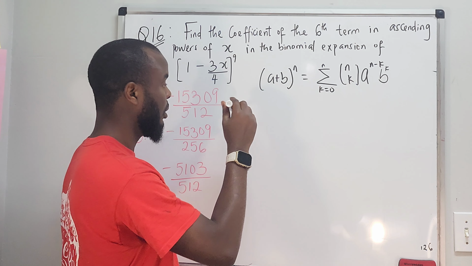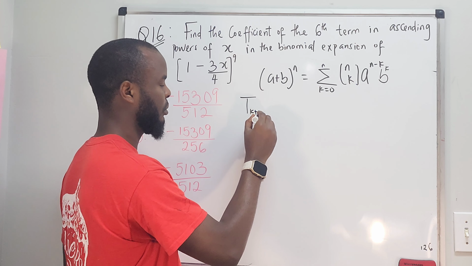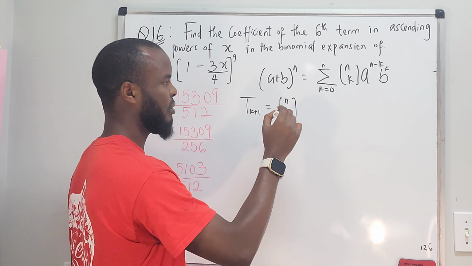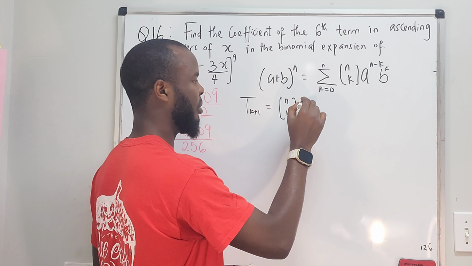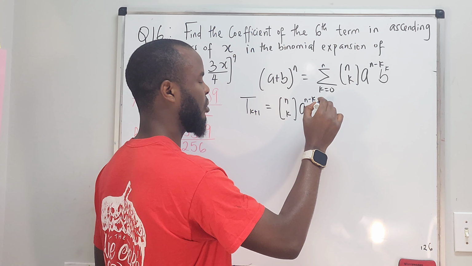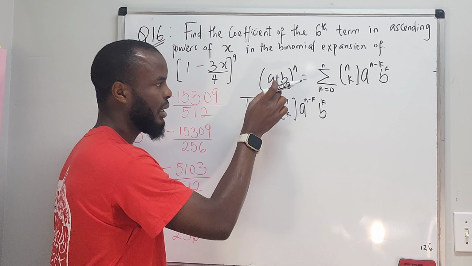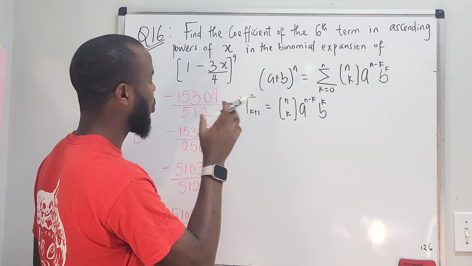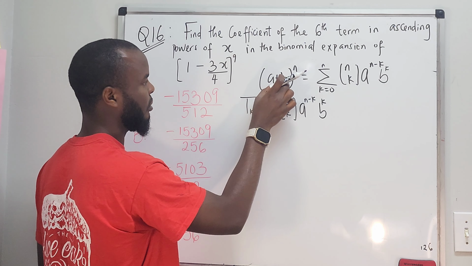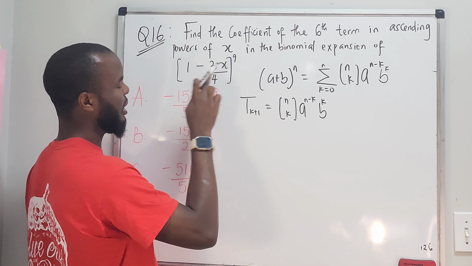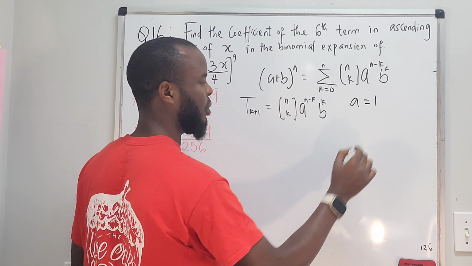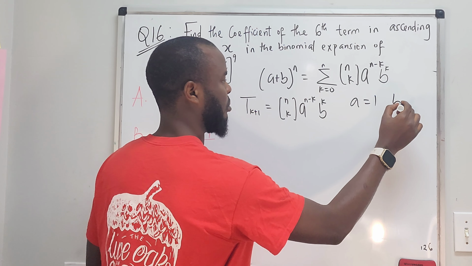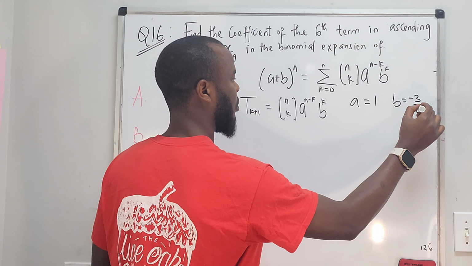And now in our case, we have T(k+1) for the sixth term to be equal to n choose k, with a specific value of k, a to the power of n minus k and b to the power of k. Now, if you have a look at this, it's the same thing as this expression, so we want to make sure the coefficients are equivalent. From here, a is the same thing as 1, so we have a to be 1, and b is going to be negative 3 over 4.